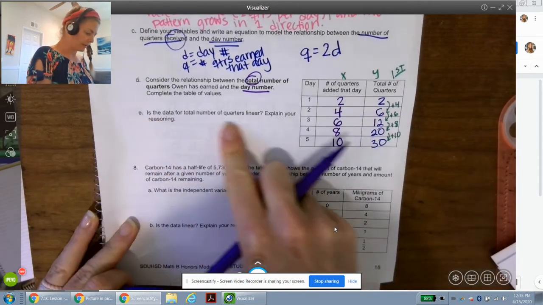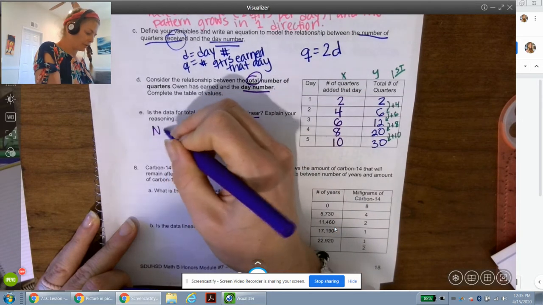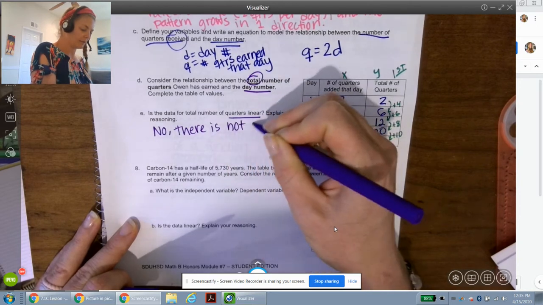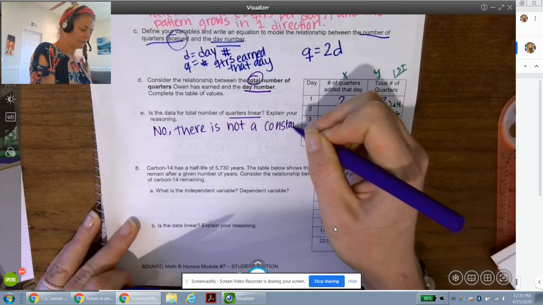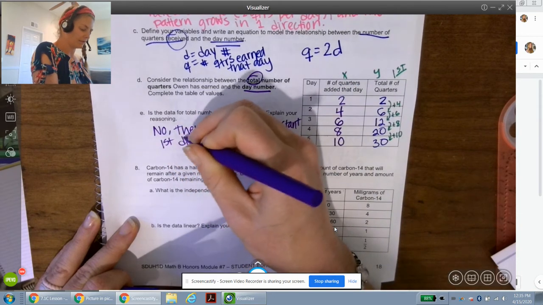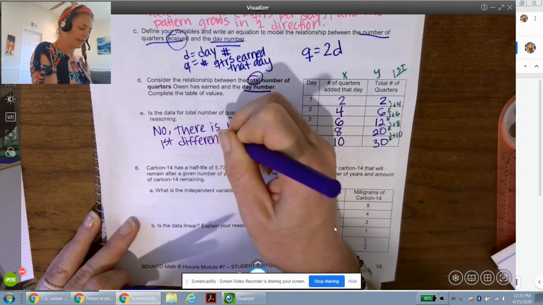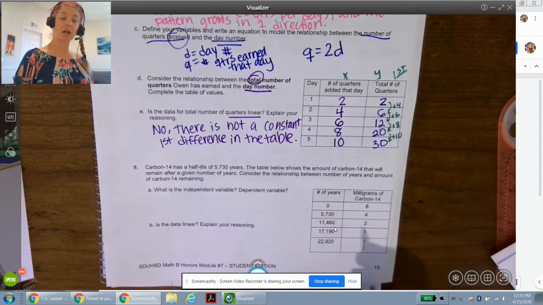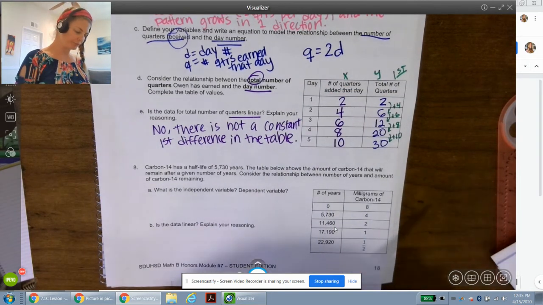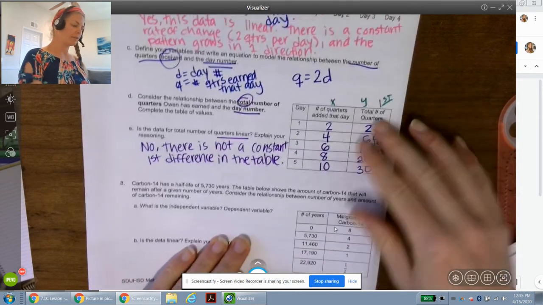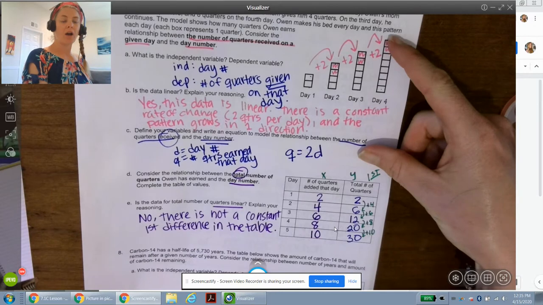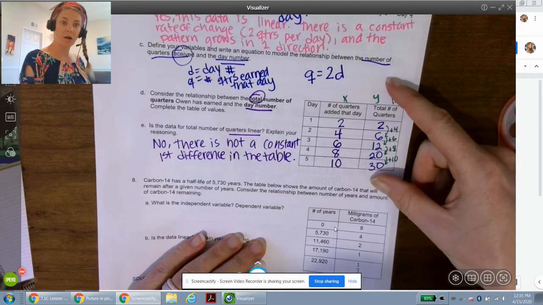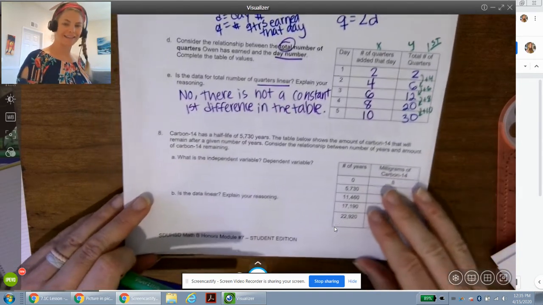So here, is this data linear? No. There is not a constant first difference in the table. We could also explain this by saying there's not a constant rate of change. Cool. So again, for this first part, our relationship is a linear function, but here our relationship is a nonlinear function.